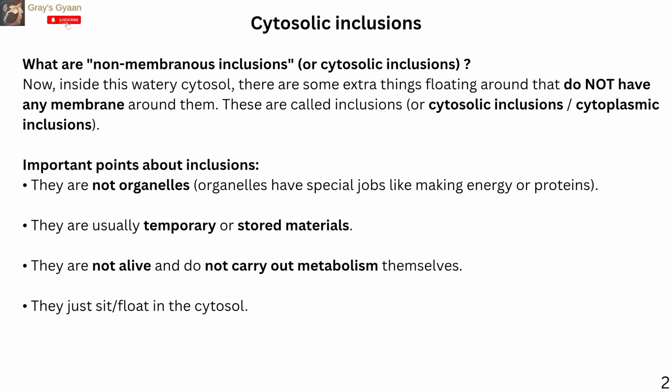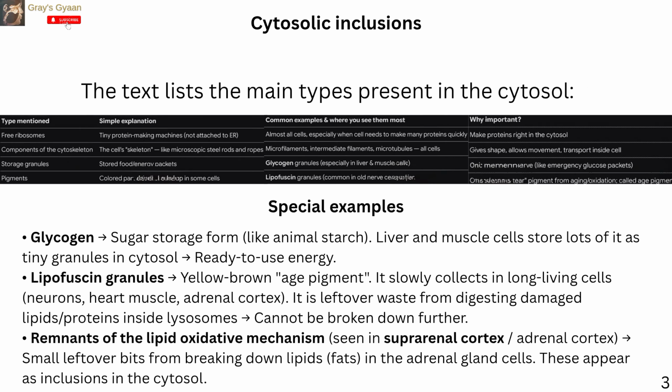Important points about inclusions. They are not organelles. Organelles have special jobs like making energy or proteins. Inclusions are usually temporary or stored materials. They are not alive and do not carry out metabolism themselves. They just sit or float in the cytosol. The text lists the main types present in the cytosol.